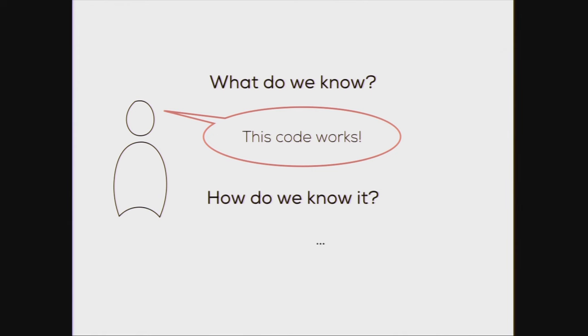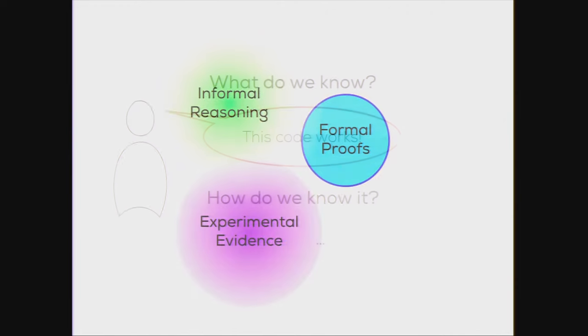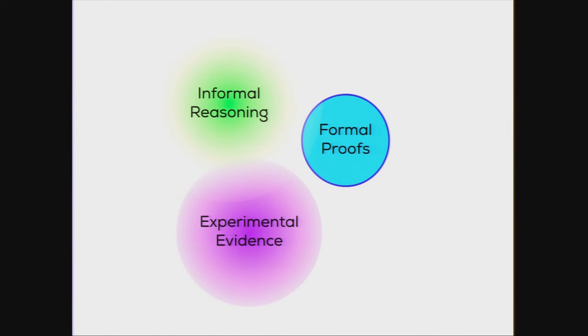So it works on my box, or it works in a few boxes, is anecdotal evidence. Most of the real way we know that our code works is informal reasoning. Informal reasoning is, well, it worked here, and it worked in these cases, and I infer that it will work in all the cases that I care about. And when we want to do better than that, when it's important enough to do better than that, we can try to use harder forms of how do we know, like formal proofs.